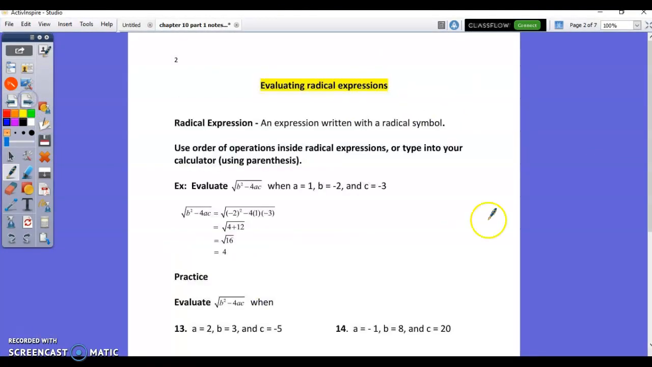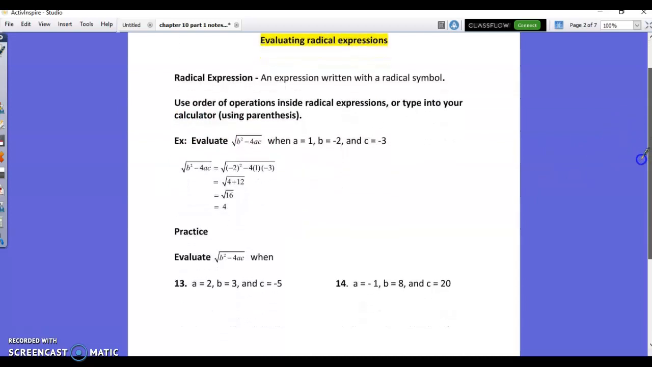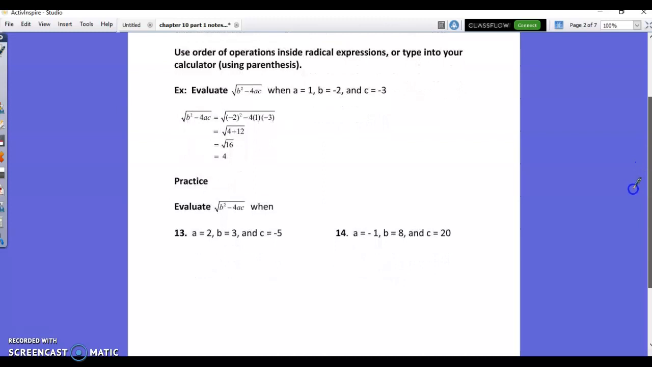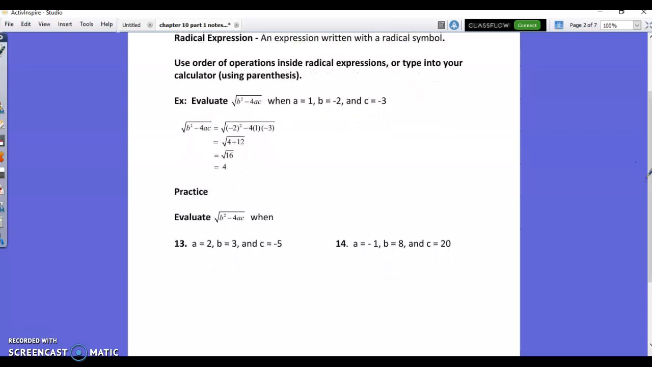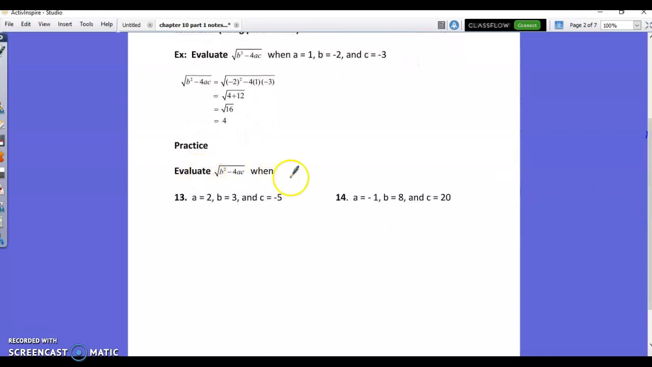All right, the next part is evaluating radical expressions. So this is kind of going off of what we did in our last chapter, where we talked about substitution a little bit. All you're going to do for this, and all I want you to practice, because this is going to come in later with quadratics, is to substitute the numbers into this equation. And you could just use your calculator for it. This would be how you would do order of operations if you're showing your work all the way. But for this case, I just want you to practice typing it into your calculator.